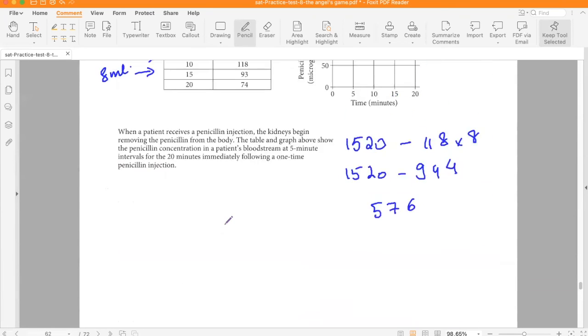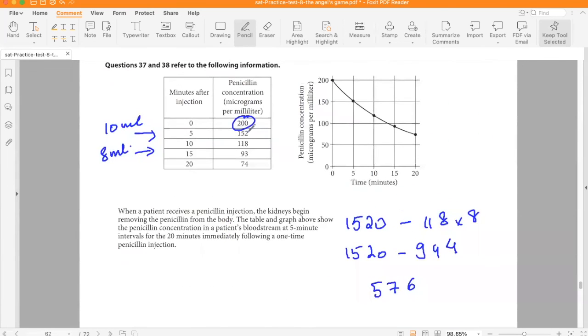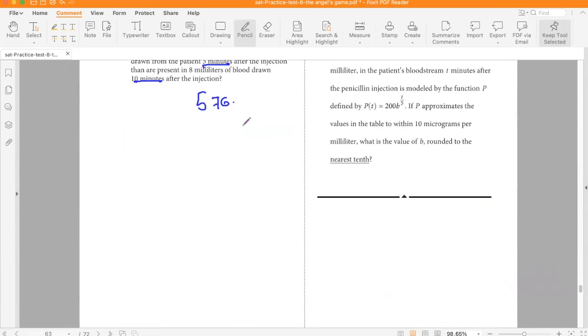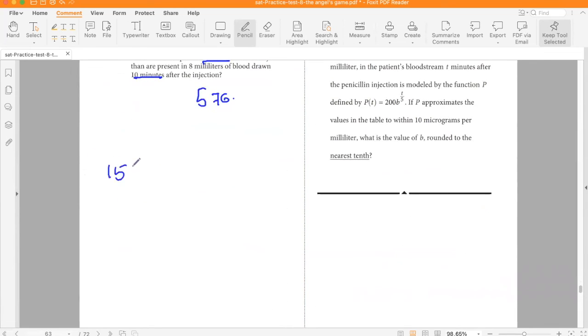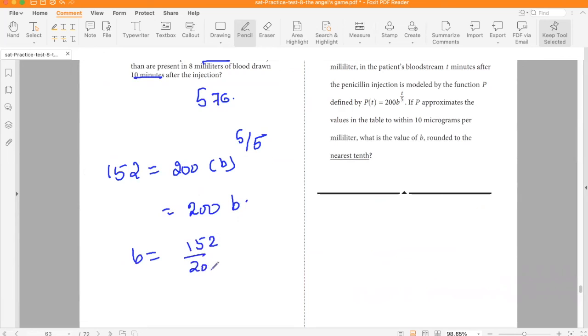Okay, so we can work with the value at 5 minutes, which is 152. So if I put that here, then 152 should be 200 into B to the power 5 by 5 because T is 5 minutes. So that will be 200 into B. So B is 152 by 200. So that's 1.52 by 2. So 0.76. So to the nearest tenth will be 0.8.